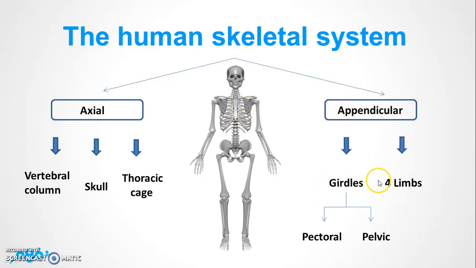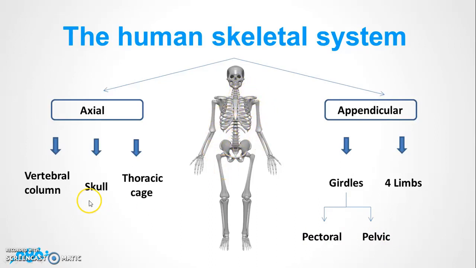It consists of two parts, the girdles and limbs. We have the forelimbs and the hind limbs, two and two. What about the girdles? Let me tell you. How can the upper limb join to the vertebral column? You should say by the girdles that connect the upper limb to the vertebral column. We have two types of girdle, the pectoral and pelvic. This is the pectoral girdle and this is the pelvic girdle.